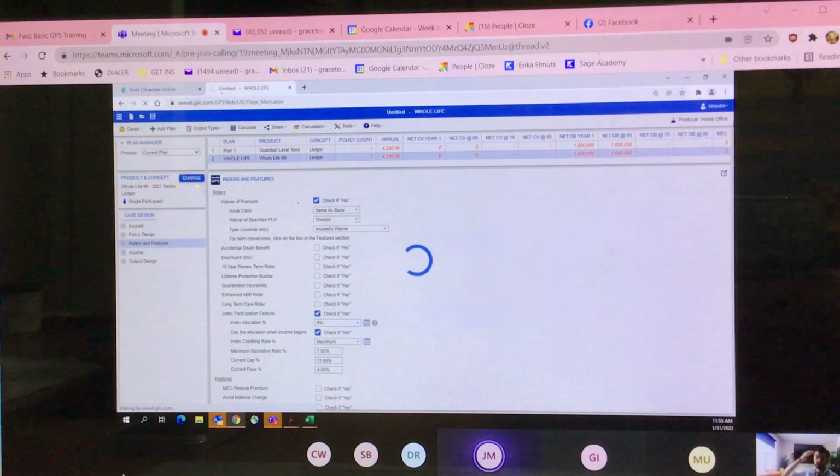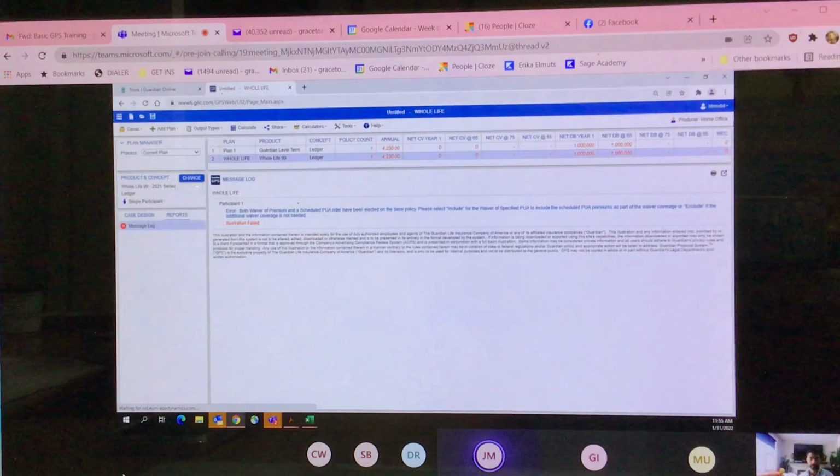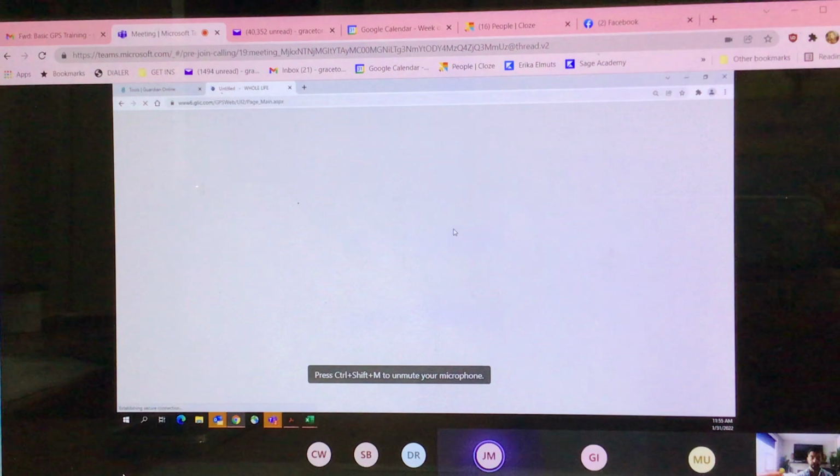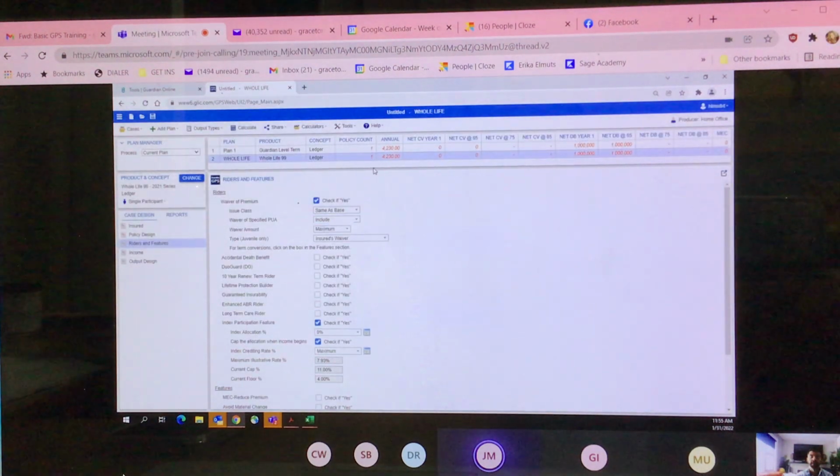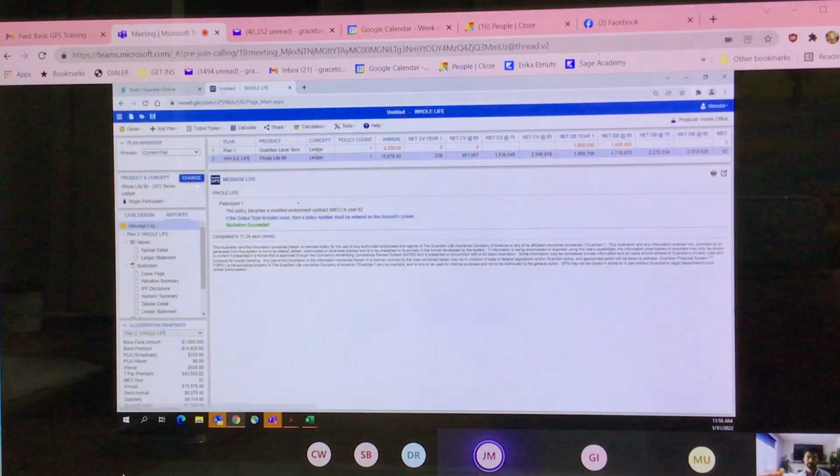And if we calculate, and oops, waiver premium. Good thing it did that for me. We also have waiver specified PUA. If we hit include, in the event of a disability, it will also cover our PUA premium. In this case, that $250 we put in there. We hit calculate. There we go.